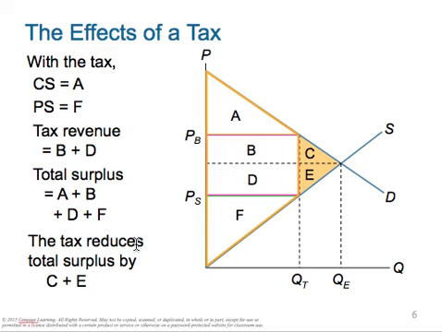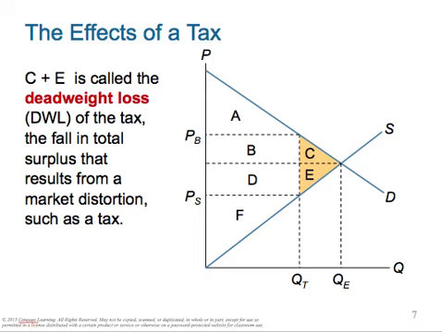So in this scenario, we're counting the revenue raised by a government to provide public services as part of our total surplus. So we went from having a total area of A, B, C, D, E, F to having a total surplus of A, B, D, F. And we lost C and E. What we lost is called a deadweight loss, sometimes abbreviated DWL. It's the deadweight loss of the tax, and it's the fall in the total surplus that results from a market distortion such as a tax.